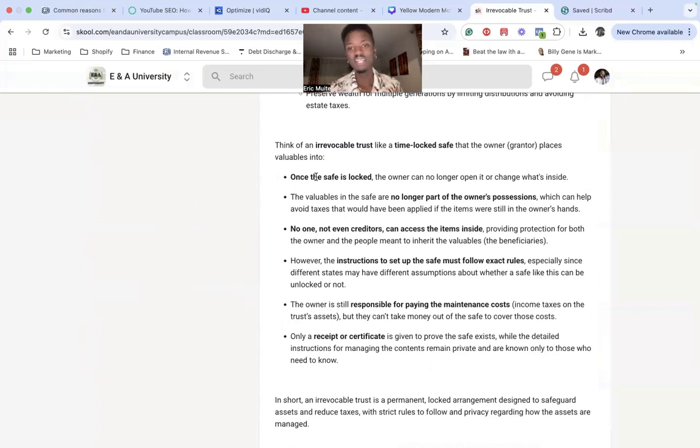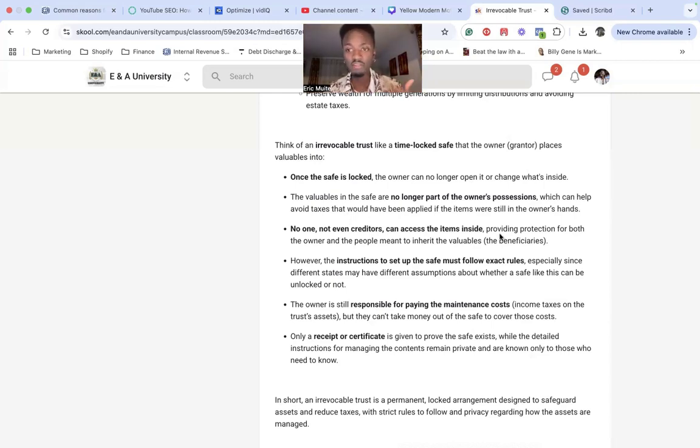So once you lock this safe, the owner can no longer open it or change what's inside. And the valuables in this safe no longer are part of the owner's possession. So if you want to partake in these possessions, you want to partake in the house or whatever you put into it, don't put it in the irrevocable. Why? Because once you create one, you can't change it. Whoever you said it's going to, it's going to. Like, that's it. So that's why we're creating a revocable, because a revocable, you can move around, you can adjust, do whatever you need to.